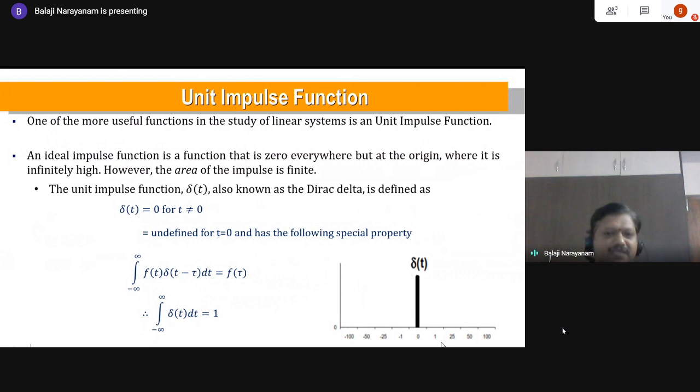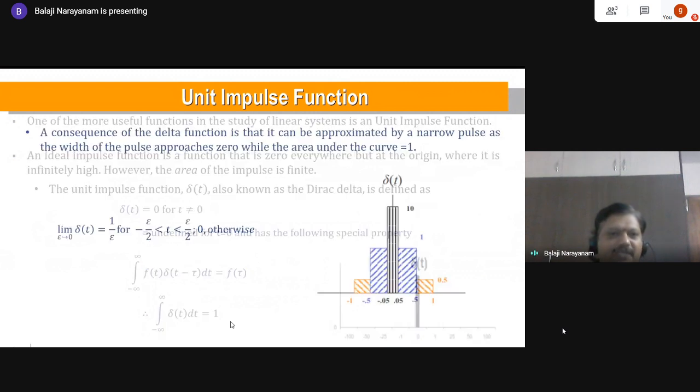The unit impulse function is given by the equation. It is also called the Dirac delta, and it is given by delta of t equal to 0 for t not equal to 0, and it is undefined, that means it will have an infinite value, for t equal to 0, and it has the following special property. Let us try to understand what that special property is. The integral from minus infinity to infinity of delta of t dt is equal to 1. This is the special property of a unit impulse function.